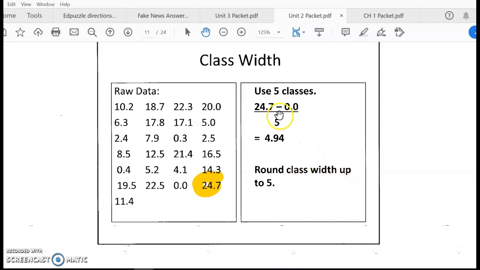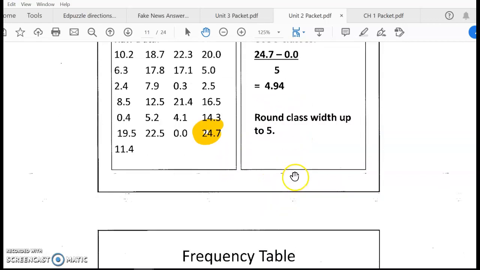That's okay. So 24.7 minus 0 divided by 5 is 4.94. The one thing I would make sure of in your calculator, I know it doesn't matter because it's 0, or it could matter: you've got to subtract before you divide. Make sure you do that. So it's 4.94. We're not going to work with a class width of 4.94. We're going to round that up to 5.